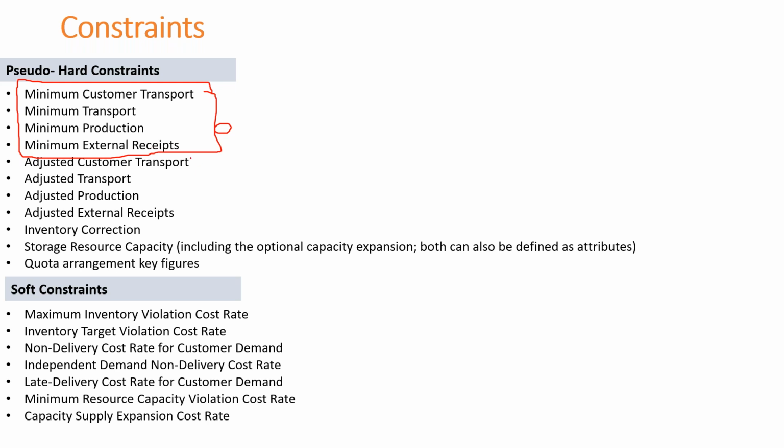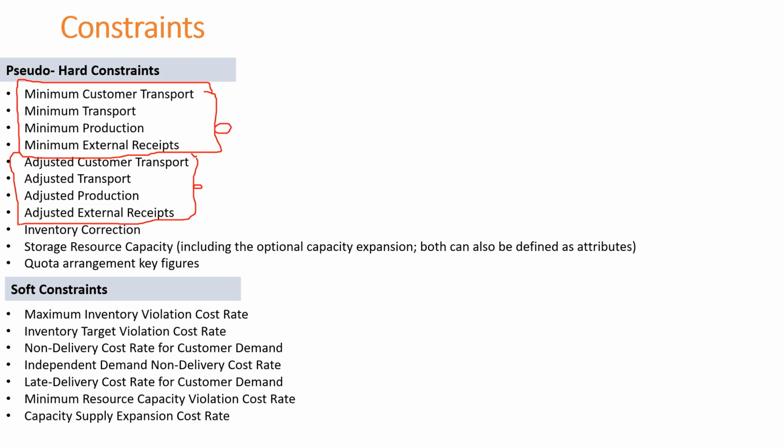So next are the adjusted key figures. We know how they will function. Here the planner is fixing the output of the supply planning to an absolute value. We have adjusted key figures for all four: adjusted customer, adjusted transport, production, and external transit.